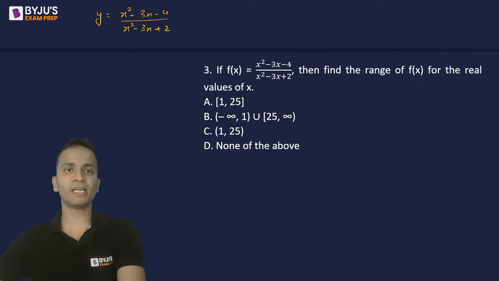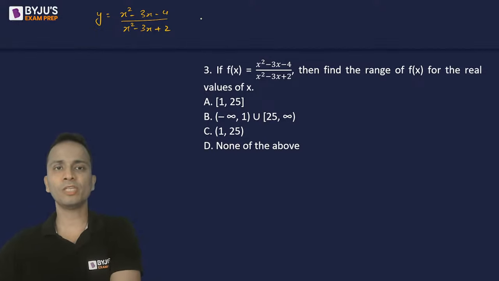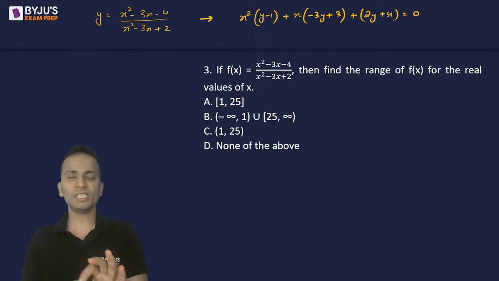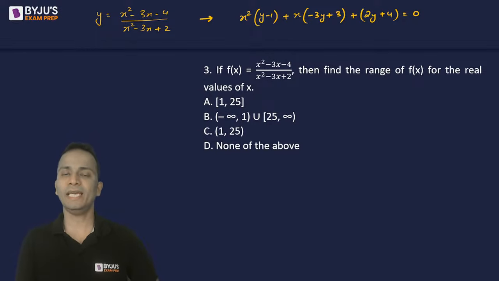Okay, so first we do this: cross multiply. This equation will become x square bracket y minus 1 plus x bracket minus 3y plus 3, okay, I'm doing it in a single step, plus 2y plus 4, equal to 0. Okay, so this is the quadratic in x.